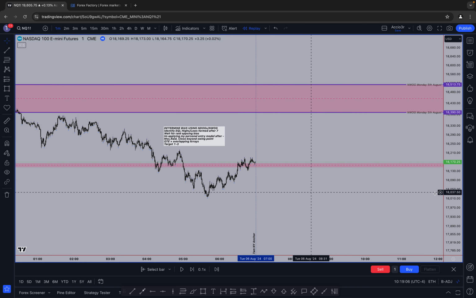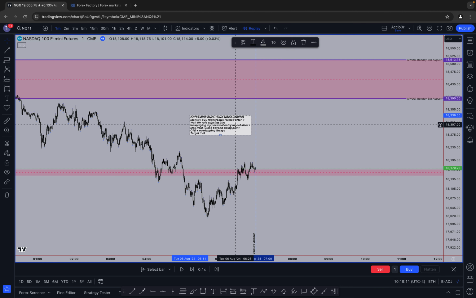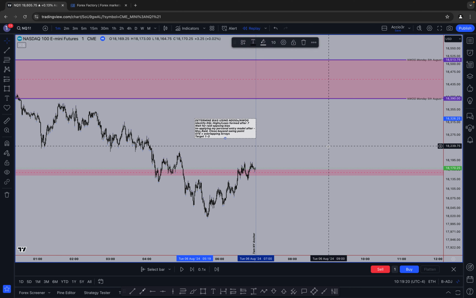Okay, so I'm going to be backtesting ICT's 2024 mentorship. All the information he's provided so far, I've managed to put down these steps to form a model. So yeah, let's get into it.